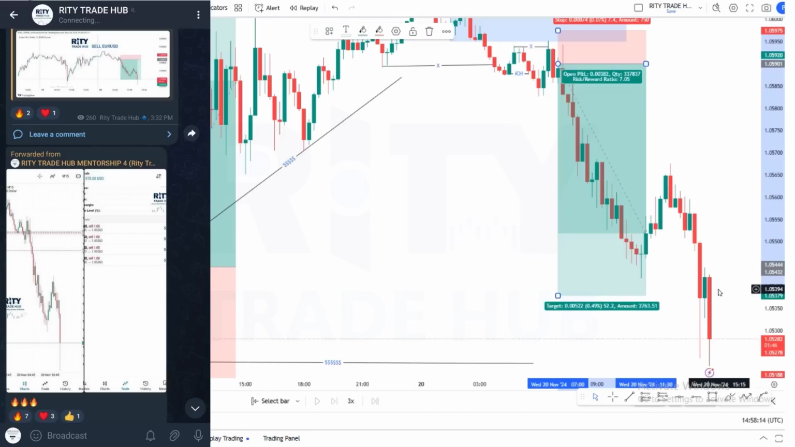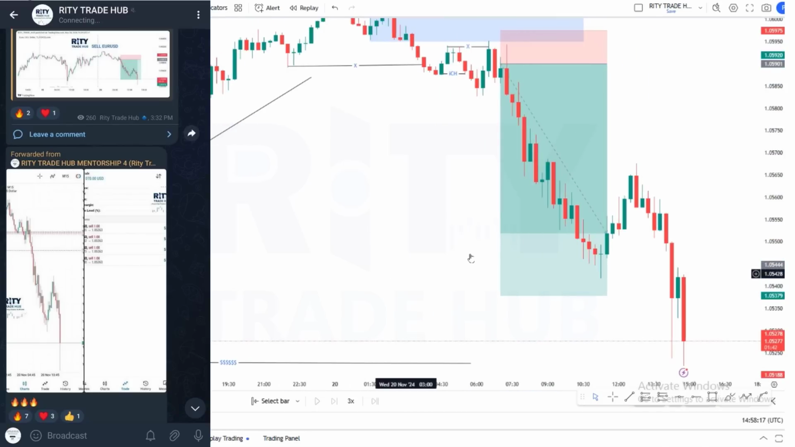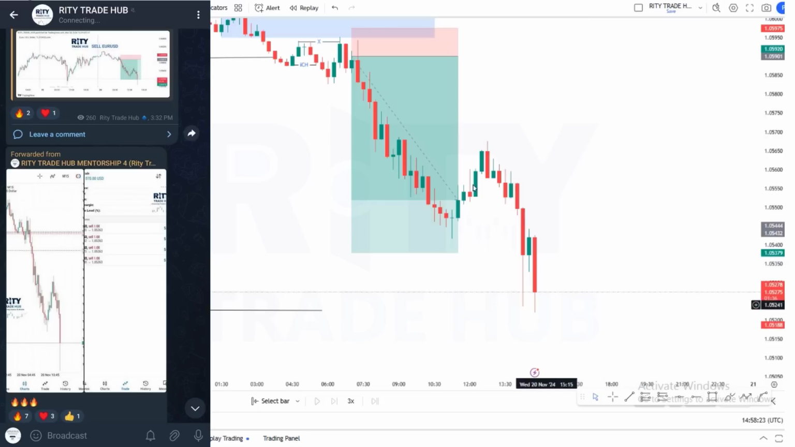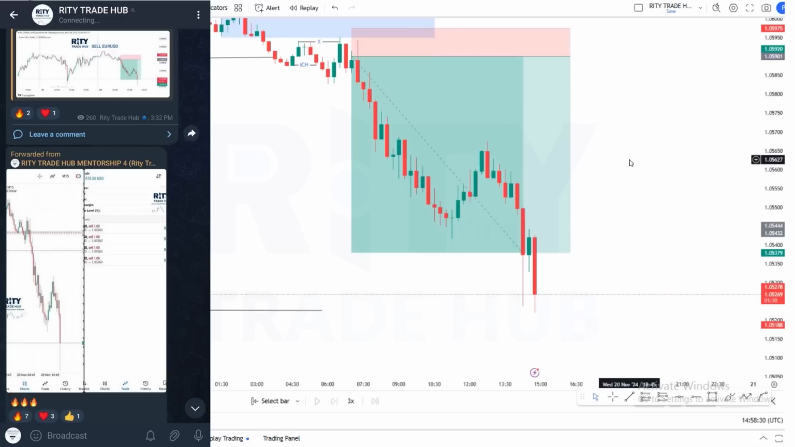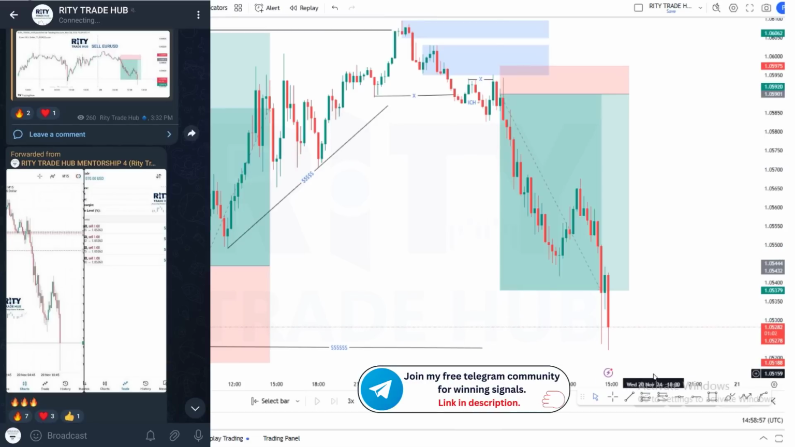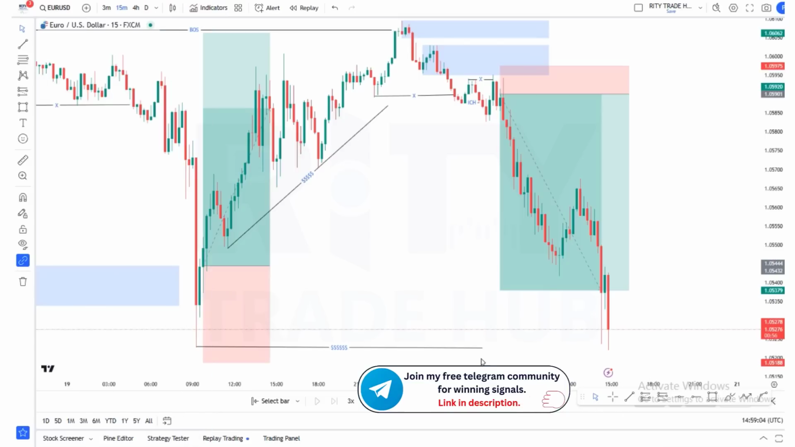Okay guys, so this is the current price. Our replay has ended and we smashed our profit target right here, as you can see. Like I said, if you are not in the Telegram community, guys, you are missing a lot. Make sure that you are part of this community and get connected to wealth.